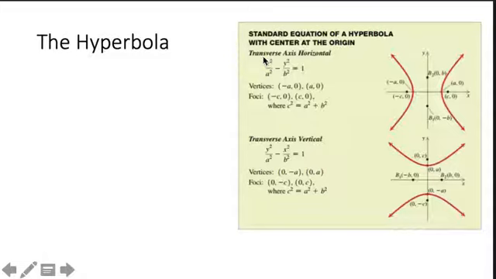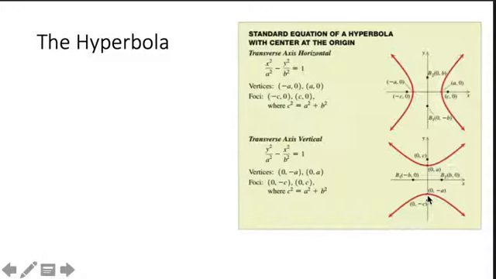This time, we're talking about a transverse axis. Transverse axis means the axis that goes through the vertices. So the vertices are kind of like the vertex of this sideways parabola, if you will. And there are two of those because there are two parts to the hyperbola. So the vertices, for example, in this one are negative a, 0 and a, 0. And the vertices here are 0, a and 0, negative a.